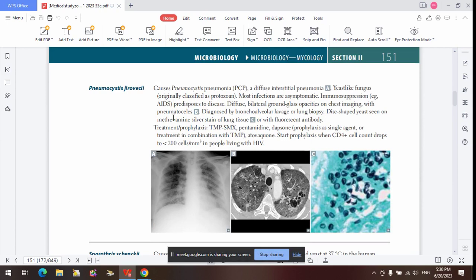So this is a yeast actually. So we don't expect this one to be having hyphae unless it is Candida. It is a yeast, not a mold. So it exists as a yeast. Some people have this infection, but they are asymptomatic. Once they are immunocompetent, they'll be asymptomatic. But once they become immunosuppressed, they start developing the features of Pneumocystis jirovecii.